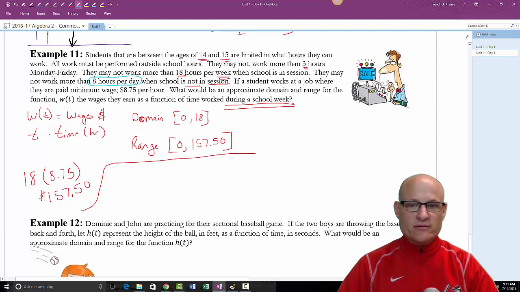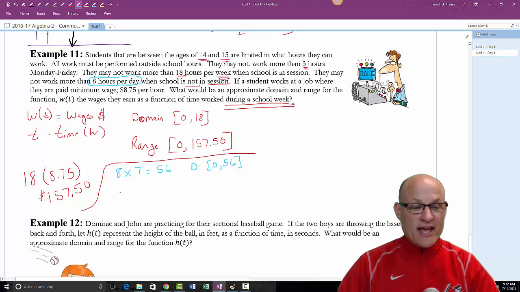But that's it. They may not work more than 8 hours per day. Okay. Well, if that's the only restriction that New York State puts on 14 or 15-year-olds, that when school's not in session you can't work more than 8 hours per day, well, I could work 8 hours per day times 7 days. I could actually work 56 hours in a week. So my domain, if school was not in session, would be between 0 and 56.